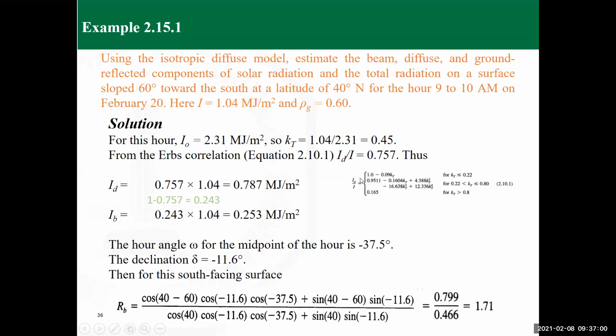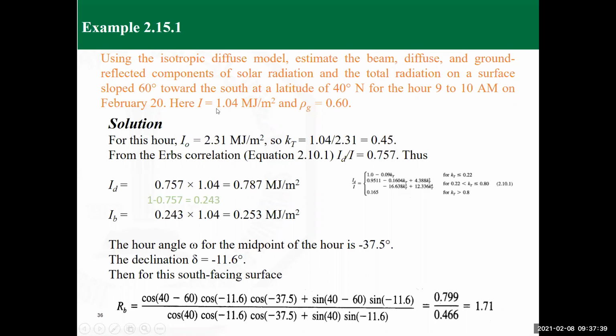So the equation in the middle is the equation that we are going to consider to calculate the diffuse component over the total hourly radiation falling. When you substitute KT equal to 0.45 into this equation, you get a value of ID over I equal to 0.757. Accordingly, the value of ID is going to be calculated. The 0.757 is the diffuse fraction of that hourly radiation falling. So the beam fraction is going to be the total radiation minus the diffuse radiation.